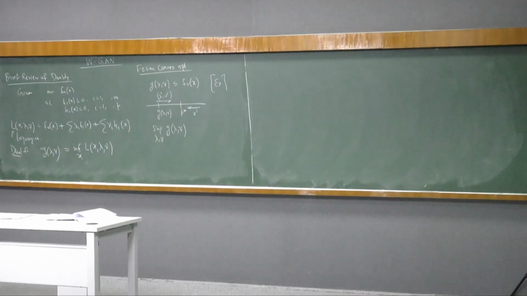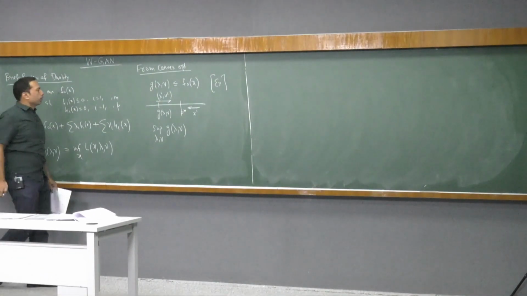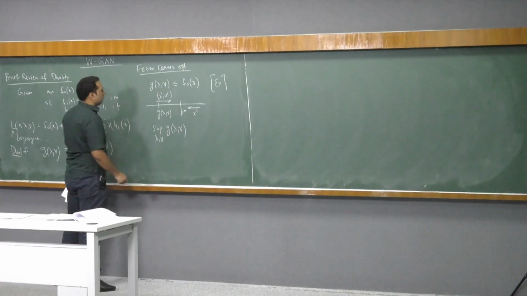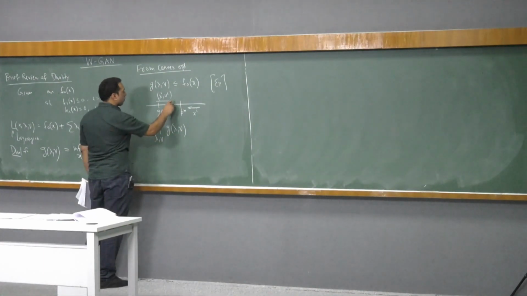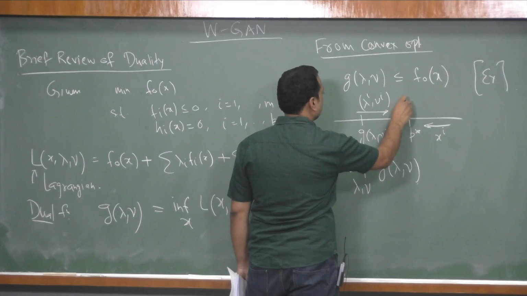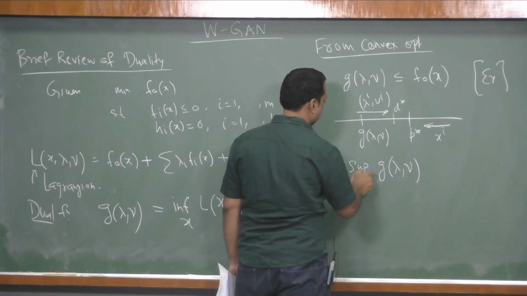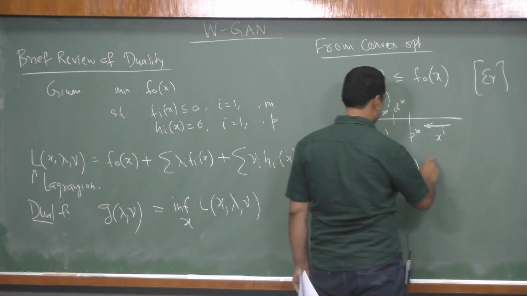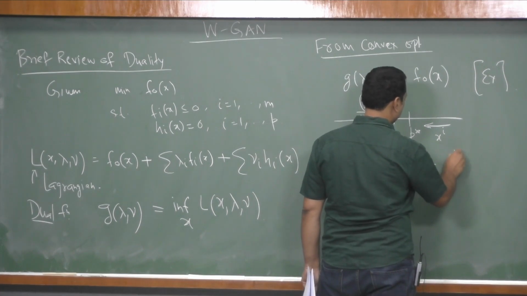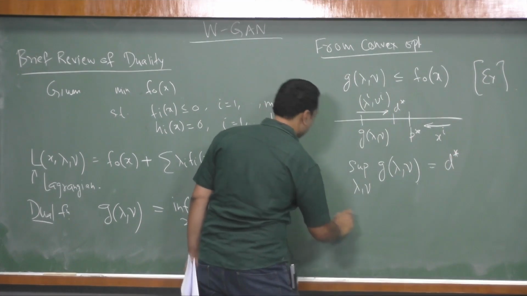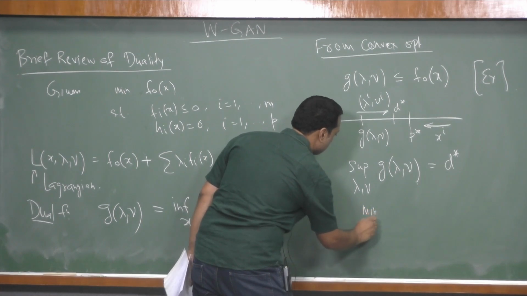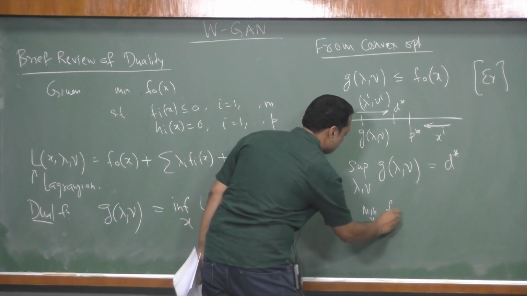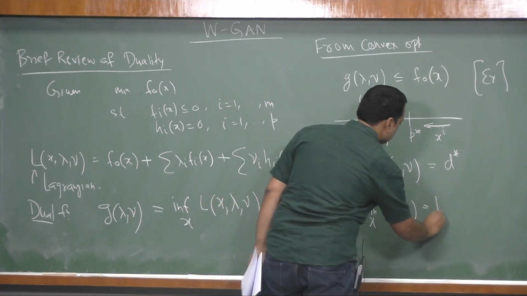Now, let us say d star is the dual optimal. Okay, so let us say d star is the maximum you can get. So let us say this is p star and d star, and the minimum or infimum of f_0(x), we denote as p star.